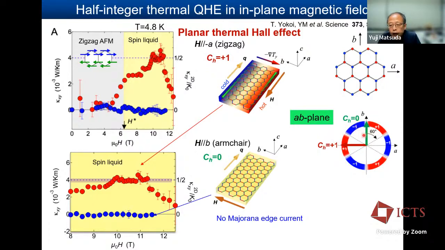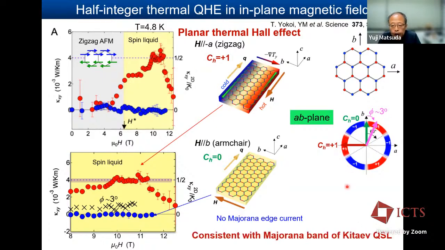But actually, I'm sorry, this is not consistent with Kitaev physics. This comes from the symmetry. So to check this, we apply a magnetic field slightly tilted from the B axis, from the B axis to the A axis. Then we do not observe the condensation, but the thermal Hall effect is plus. So this means the thermal Hall effect changes sign when the magnetic field is rotated across the B axis. So this is very important for understanding the mechanism of the thermal Hall effect.